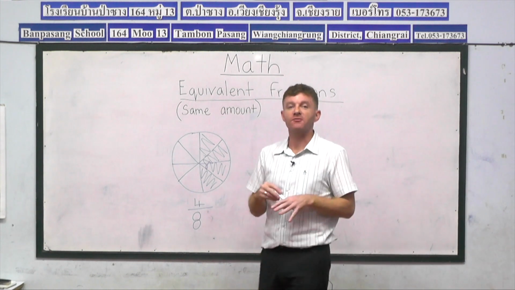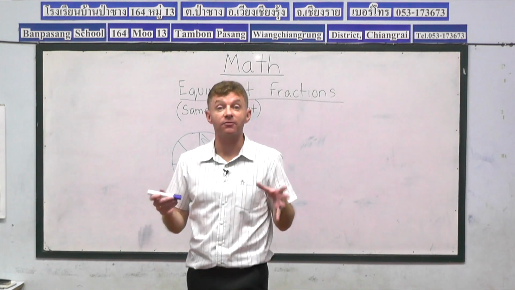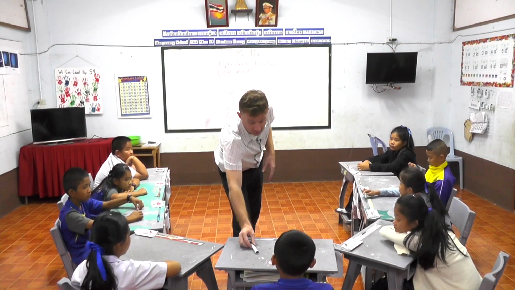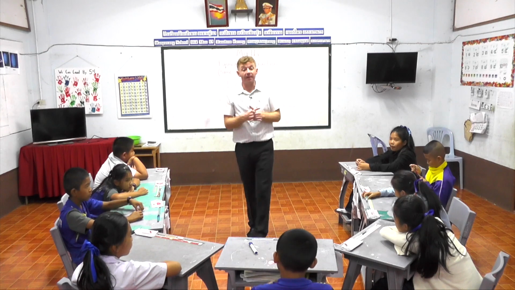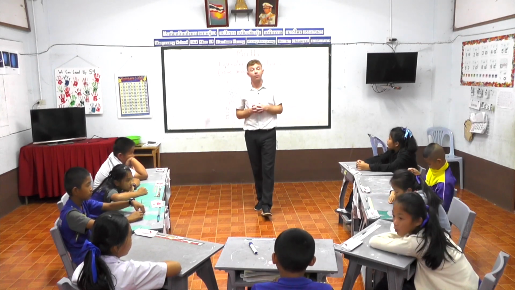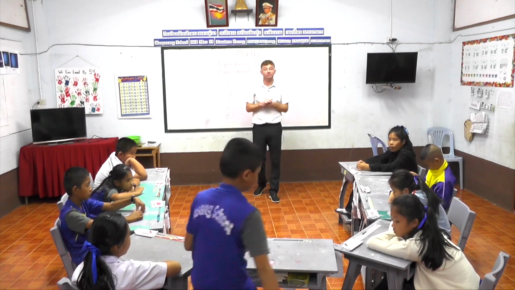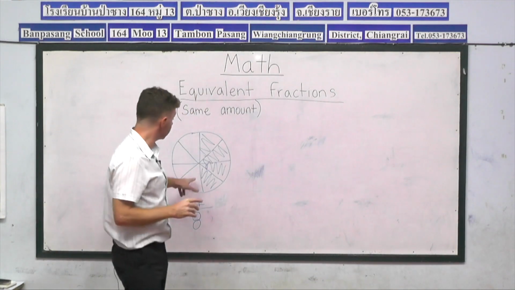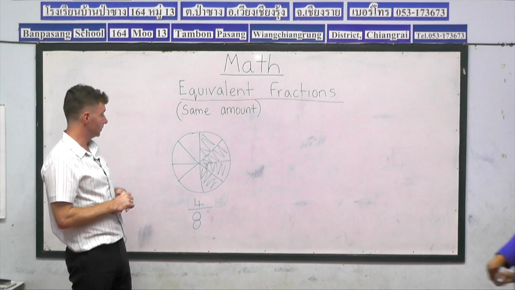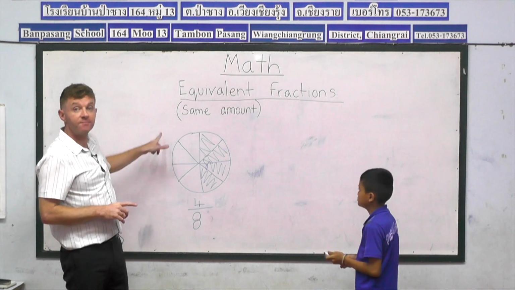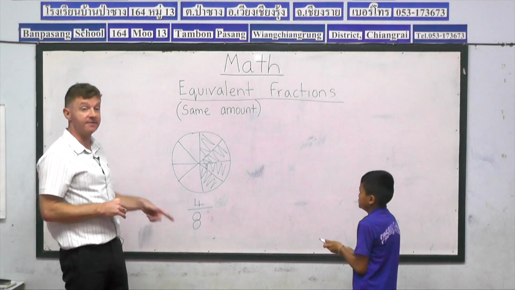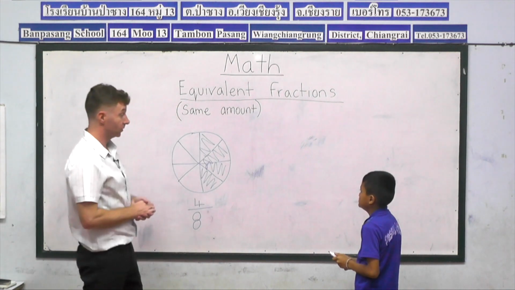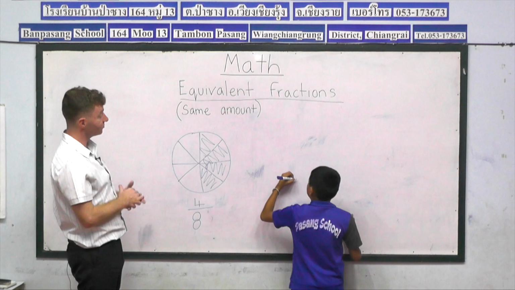And now I'll ask my student to demonstrate how to do another equivalent fraction. And now the pen is with Chu. So Chu, come and join me at the front of class, please. And Chu will demonstrate how to draw an equivalent fraction. So what we've got here is 4/8. And what we need to do now, Chu, another circle. So you can draw another circle.